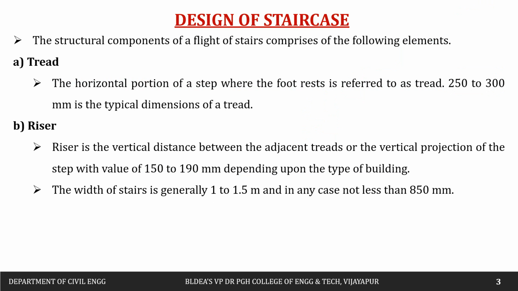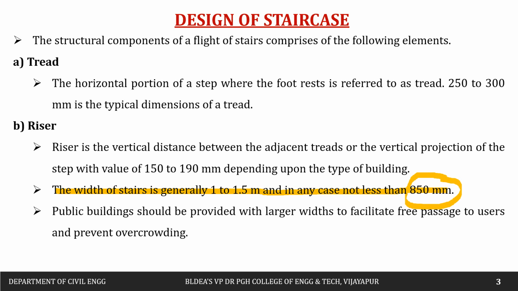The width of stairs is generally 1 to 1.5 meter, and in any case not less than 850 mm. So minimum we need to provide 850 mm. Public buildings should be provided with larger width to facilitate free passage to users and prevent overcrowding. If you go for commercial buildings or public buildings, the probability is that we may have overcrowding. Therefore, larger width has to be provided. For residential buildings, we can provide the minimum width.